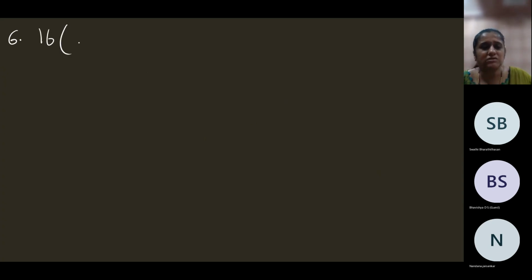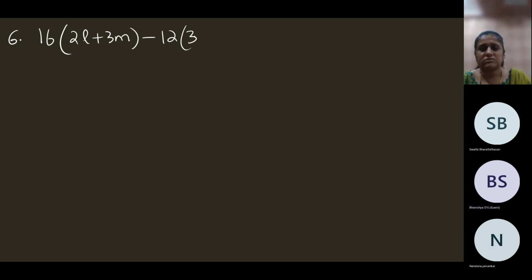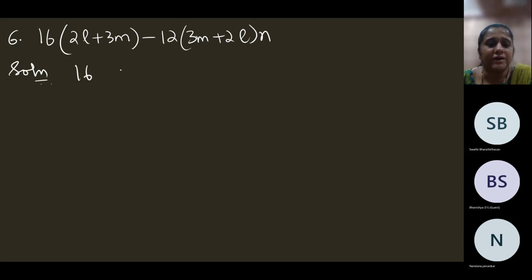16 into what, children? 2L plus 3M, ma'am. Okay, then close bracket minus 12 into 3M plus 12, plus into n. All right. So children, first step, write down the given expression.